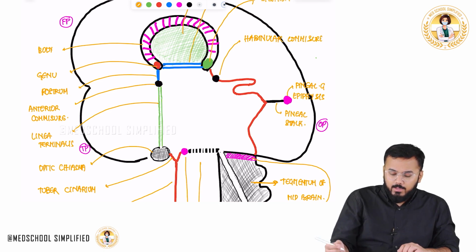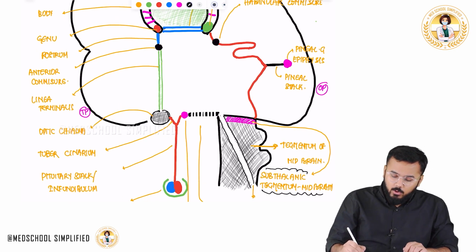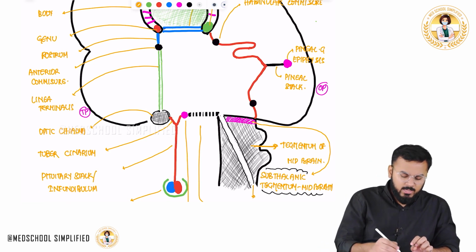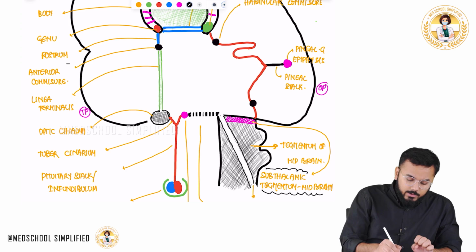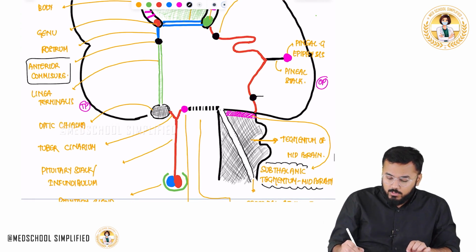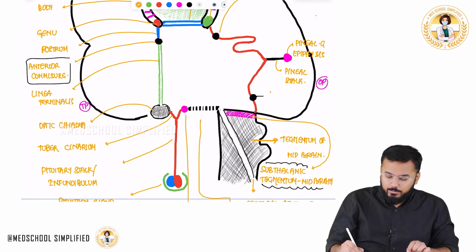Now there is one more commissure down all the way here. See, this commissure over here is called what? Posterior commissure. See here, if you remember, we discussed that we have the anterior commissure, right? So this one will become your posterior commissure.